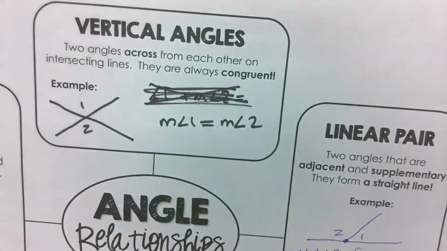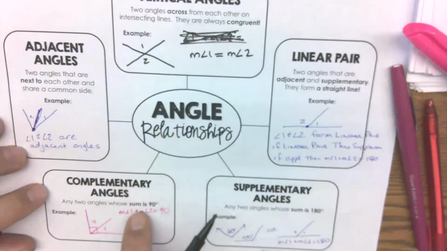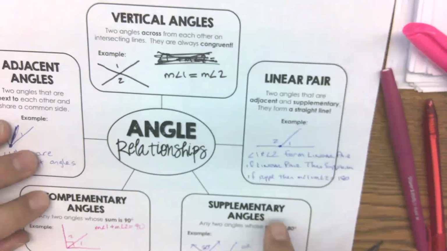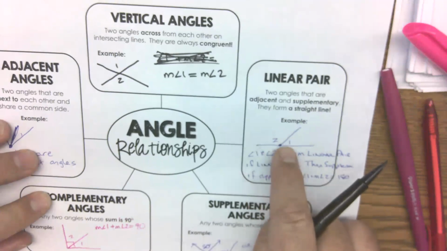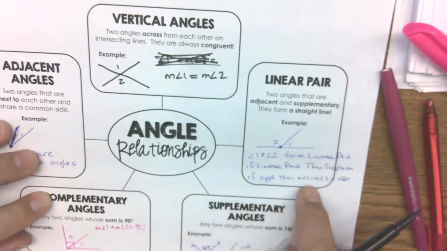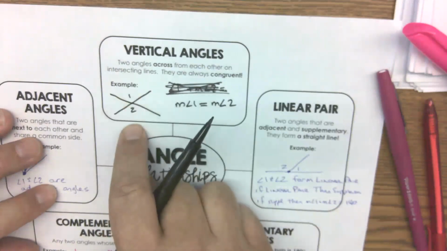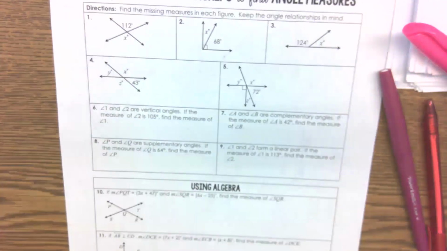So here's what we're talking about. If I give you two angles and I tell you they're complementary, you know they add to 90. If I tell you they're supplementary, then you know they add up to 180. If I show you a picture of angles in this relationship, you say they're a linear pair, then you know that they add up to 180. If I show you angles in this relationship, then you know that they're congruent. They're equal to each other. So let's take a look at these types of problems.